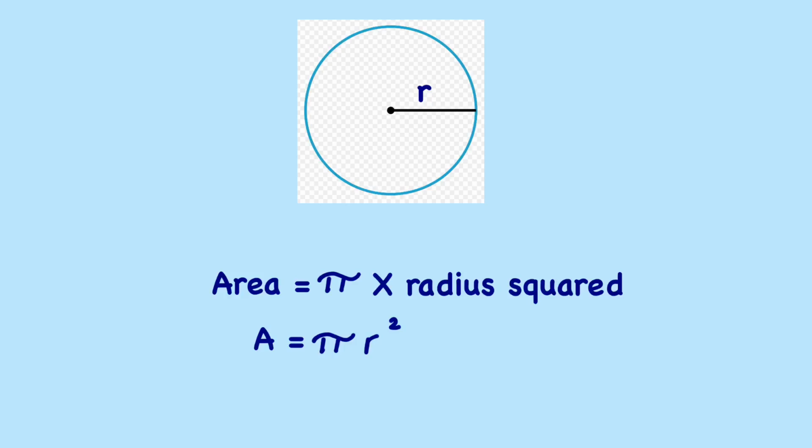In this formula, it's important to follow the rules of BODMAS. So that means that we will square the radius first before we times by pi. The most common mistake people make in exams is that they will multiply pi times the radius and then square this answer. That is not correct. You must always square the r first, then times by pi.